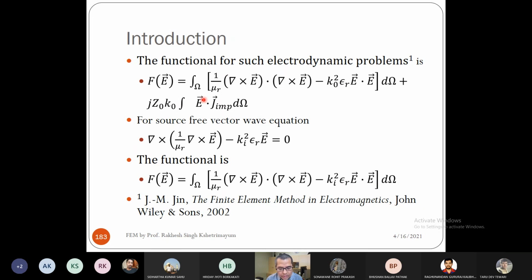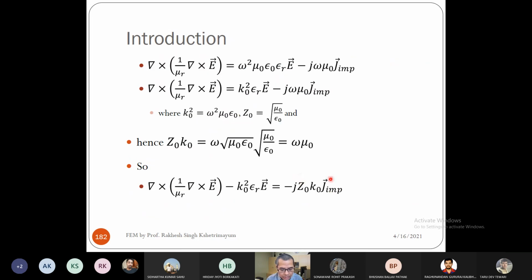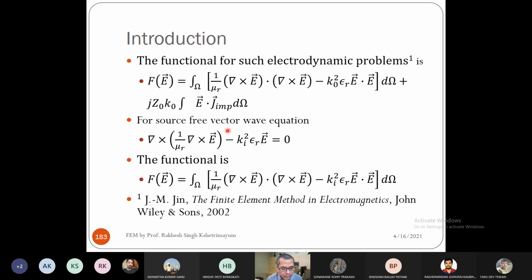If we consider the source-free wave equation, and most of the time we do consider the source-free wave equation because we want to find, say, a wave in free space, then the right-hand side, the impressed current density, is not given. In free space, you cannot give any current density, so the right-hand side terms become zero. Our wave equation becomes a homogeneous wave equation. If you want to find a functional for this kind of source-free vector wave equation, then the functional will have only two terms, this first term and second term. So much more simplification from the previous case.